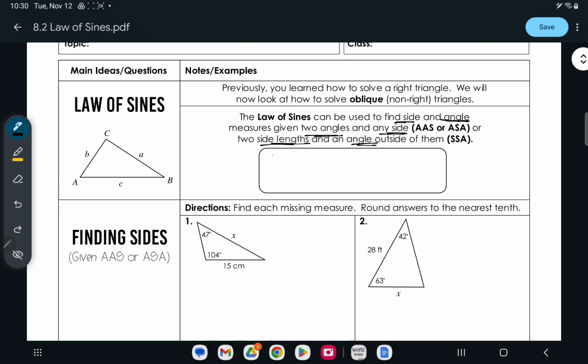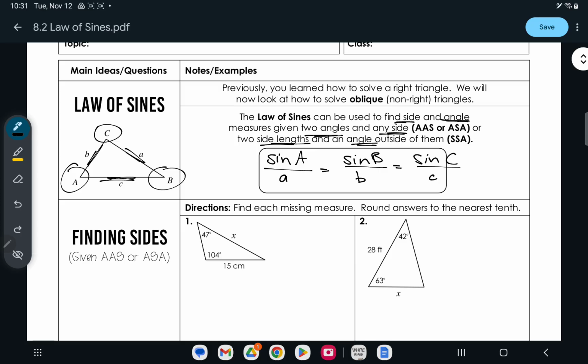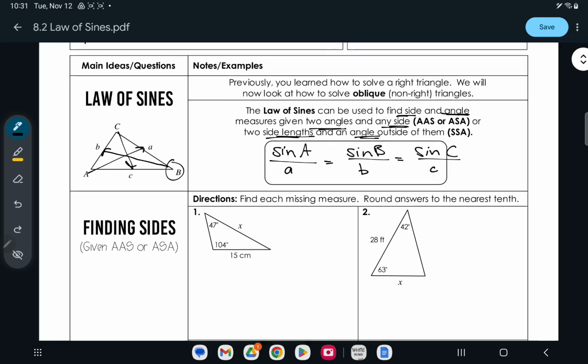And so this formula looks like sine of A over a equals sine of B over b equals sine of C over c, where the capital letters are the angles and the small letters are the side lengths. Usually the capital letters go with the angles and the side lengths are the ones opposite. So B matches with b, A matches with a, C matches with c. All right. So find each missing measure, round to the nearest tenth.